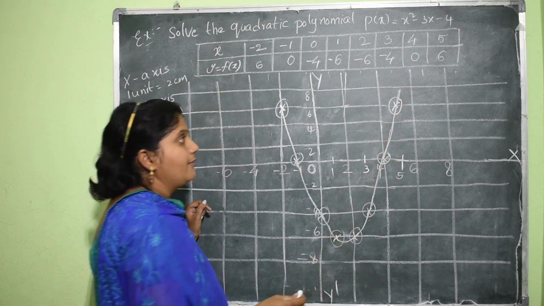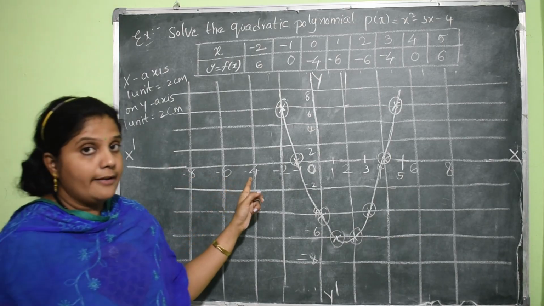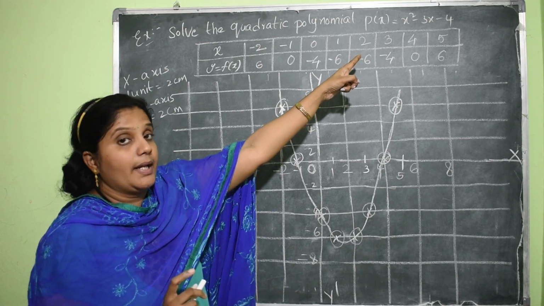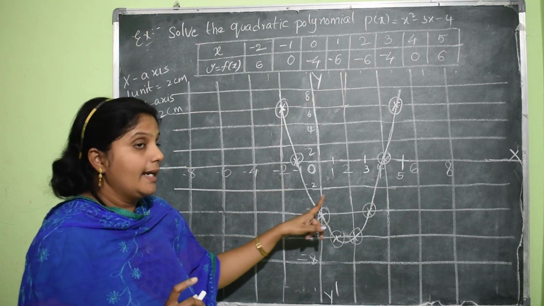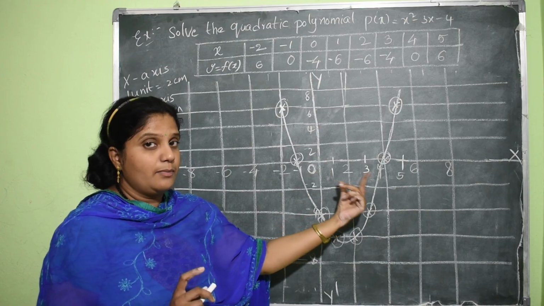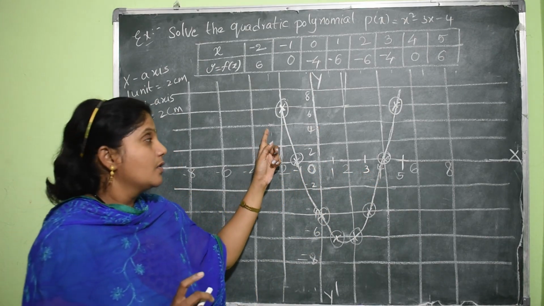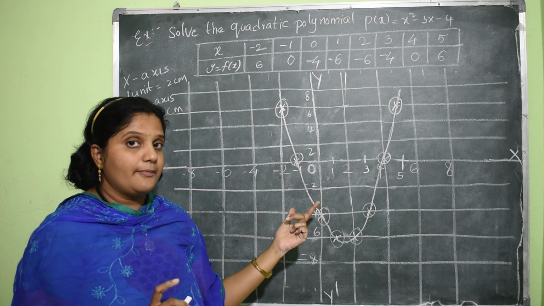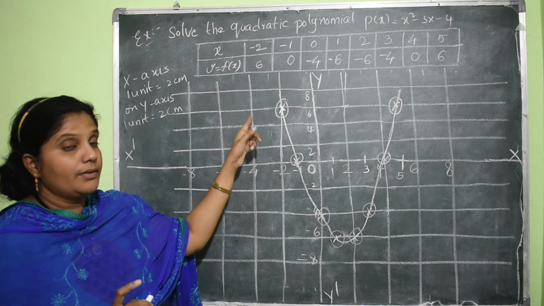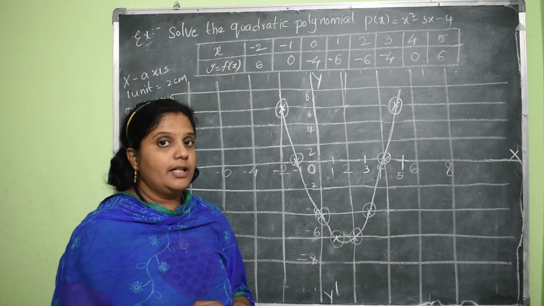Previously we have discussed that for a greater than 0, the parabola will be upward. So here x square minus 3x minus 4. Here a is greater than 0. So for a greater than 0, always the parabola will be upward. We have learned already in the synopsis. So based on that also we can say that it is an upward parabola. Also based on this tabular form, we have got this graph as the upward parabola.